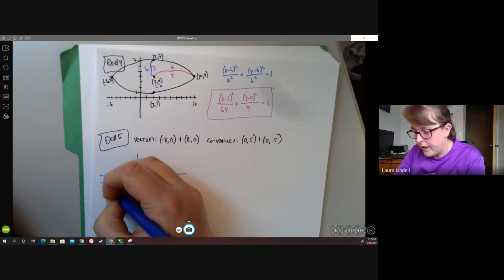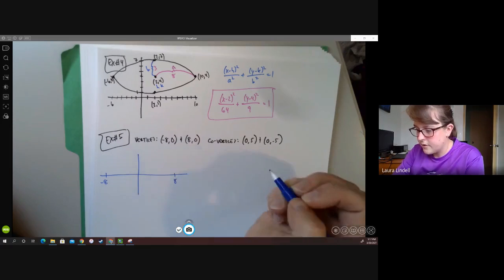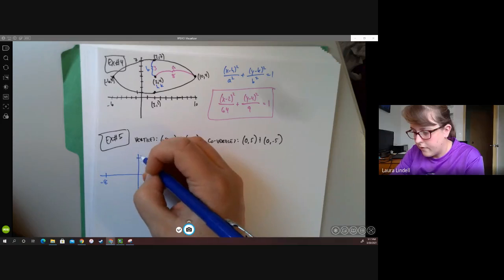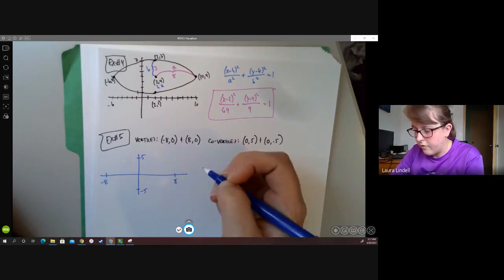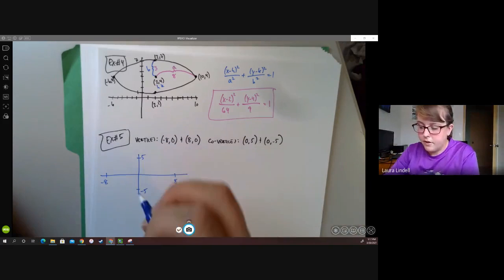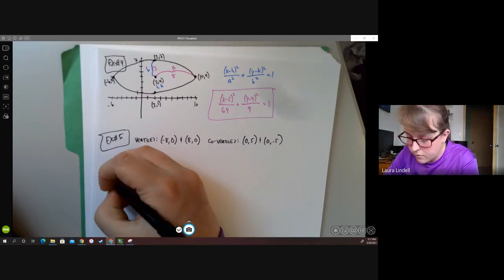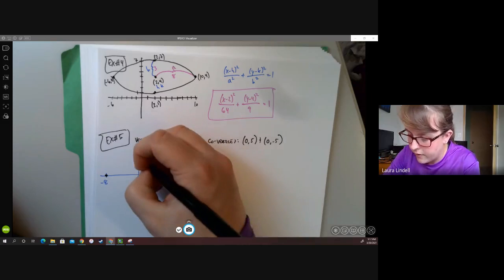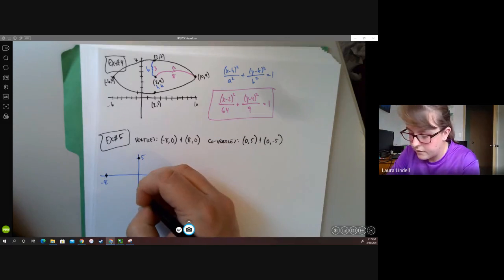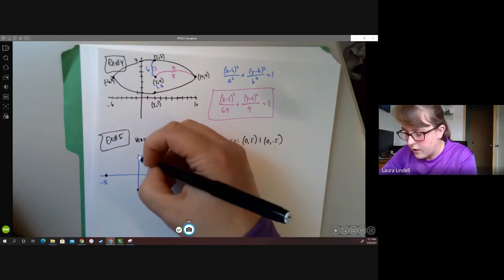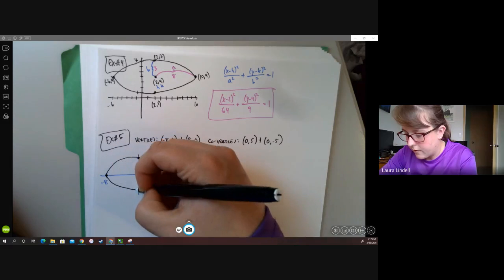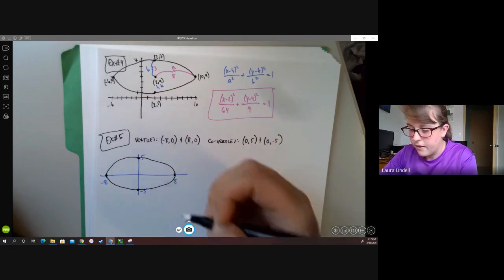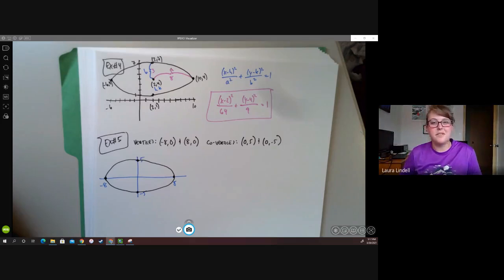So we have negative 8 and positive 8, 5 and negative 5. All right, so our vertices are at negative 8, 0 and 8, 0. Our co-vertices are at 0, 5 and 0, negative 5. So our ellipse is going to look something like this. And that might be the best ellipse I've drawn all day, even though it still looks like a weird lumpy potato. But anyways, we get the picture.